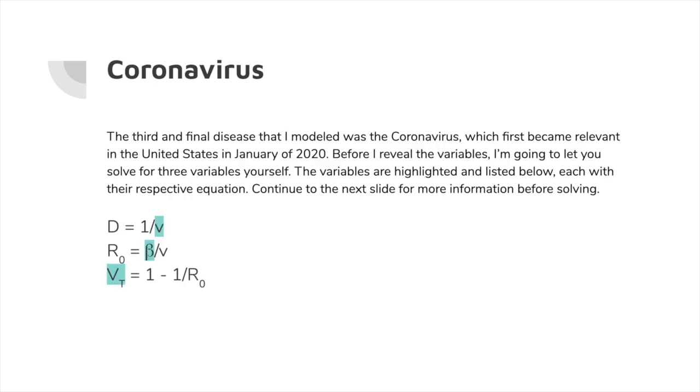So the third and final disease that I modeled was coronavirus, which first became relevant in the United States in January of 2020. But before I reveal the variables, I'm going to let you solve for 3 variables yourself. The variables that you're going to solve for are highlighted and listed below, each with their respective equation. So I'm going to go to the next slide for more information before solving.